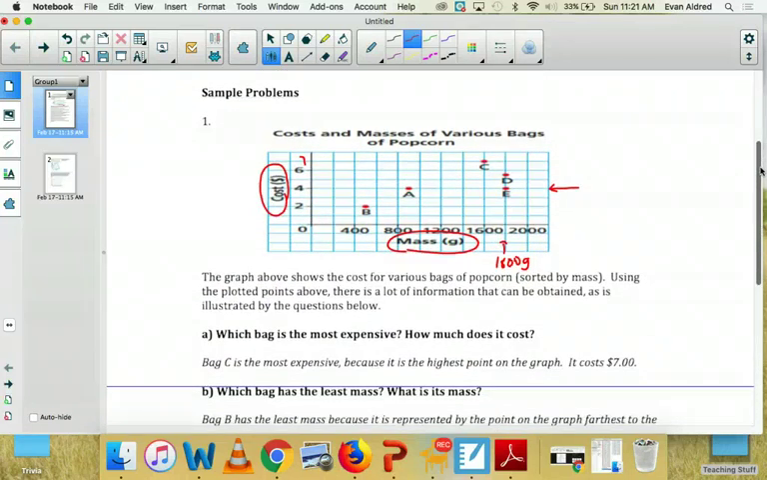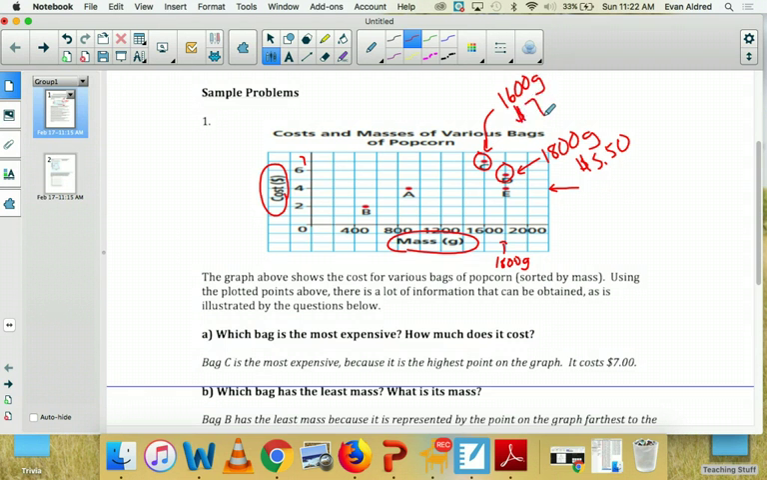So we compare C and D. Well, C is here, D is here, and you can see very clearly that with bag D you get more popcorn. With bag D, you're getting 1,800 grams of popcorn at a cost of about $5.50. Whereas with bag C, you're getting 1,600 grams of popcorn at a cost of $7. So we can see quite clearly that with bag D, we get 200 grams more, and it costs $1.50 less.